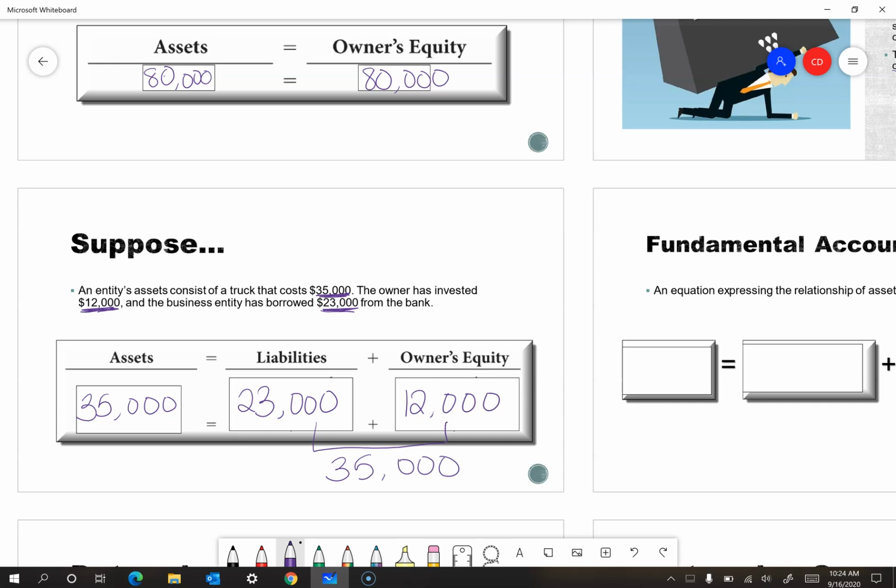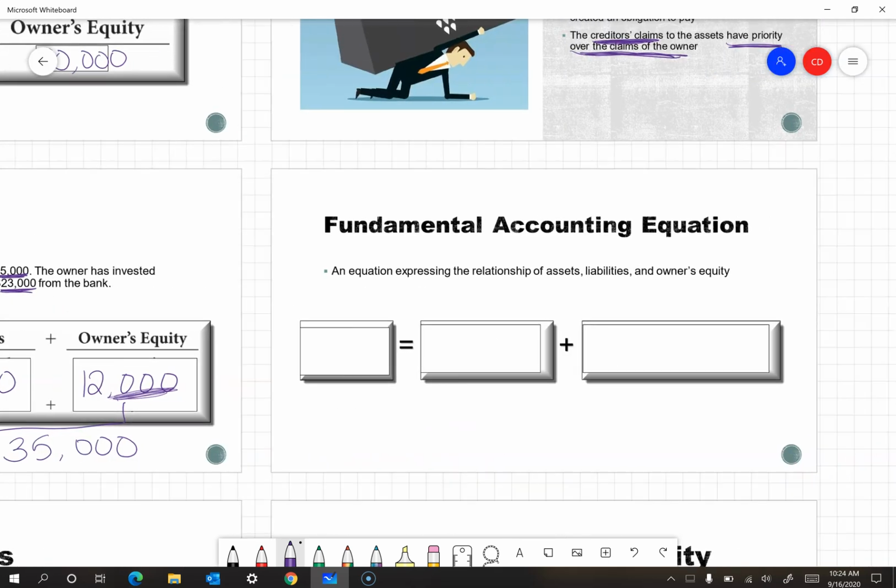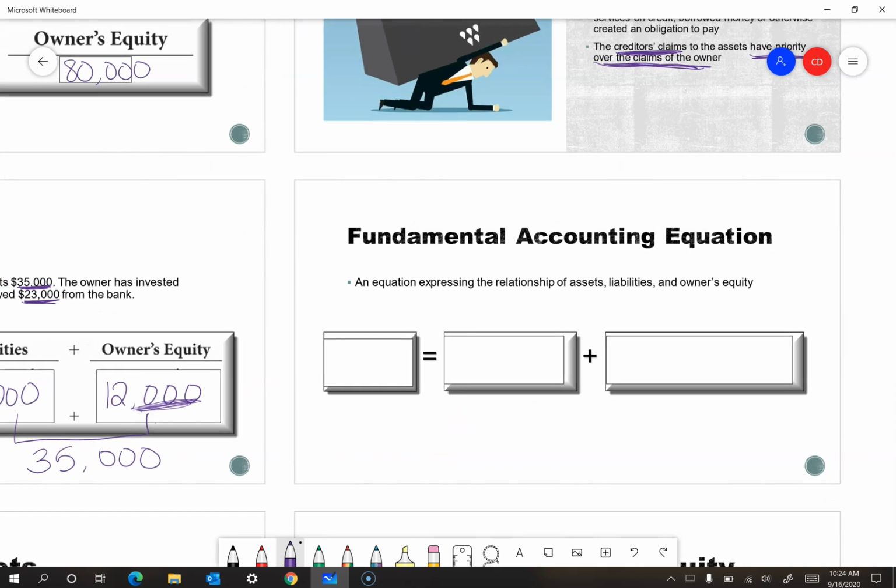So if this company decided to go out of business today, what would happen is these assets, they would have to pay $23,000 of what they owe, and they could walk away today with this $12,000. That's really how much the owner has available to him to walk away with. Okay? So what you see right here is called our fundamental accounting equation.